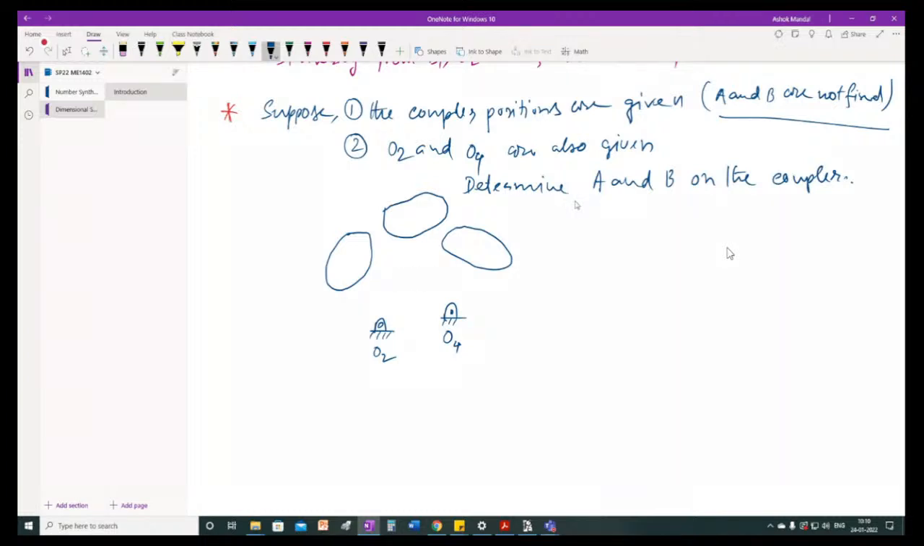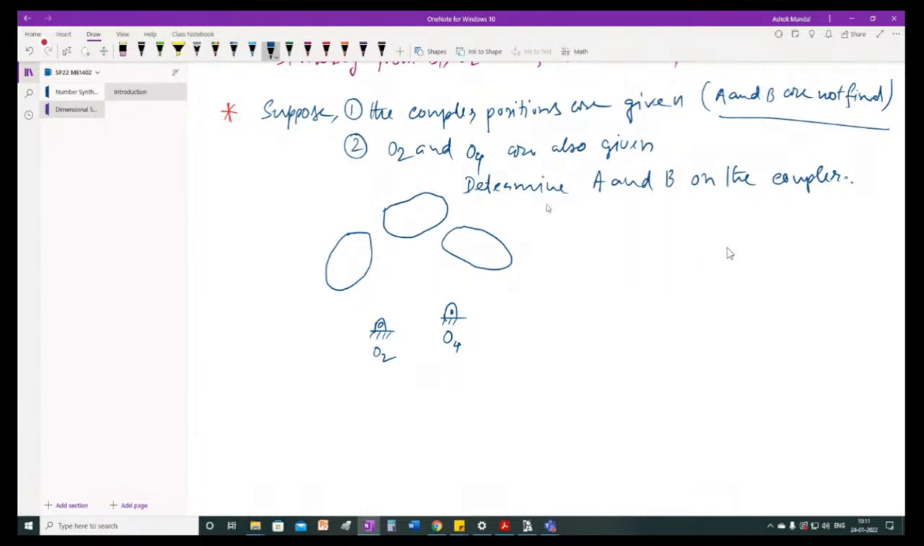Now, these three positions of the coupler are already given. O2 and O4 are the constants given. We have to find out where points A and B are on the coupler from these three positions. How to find that out?